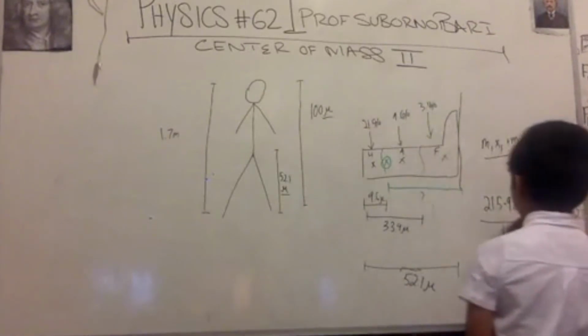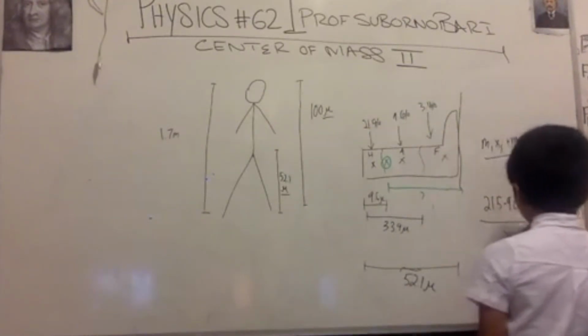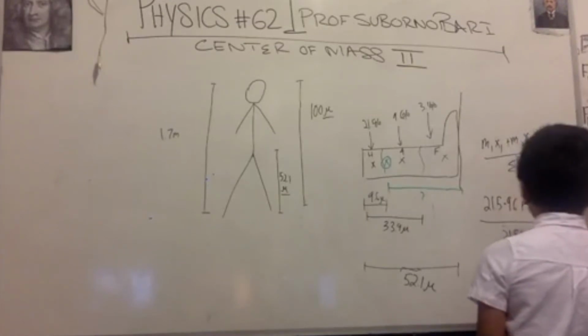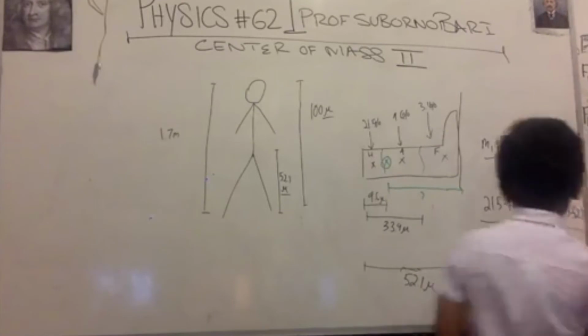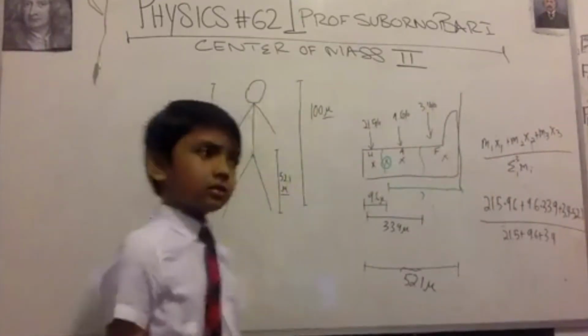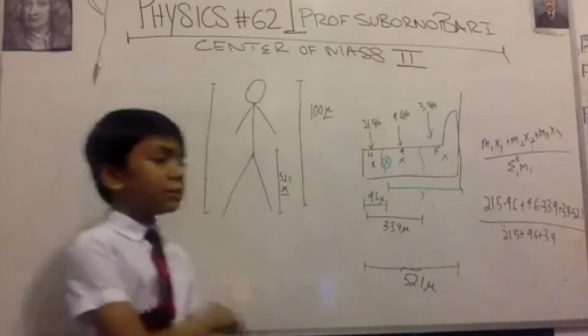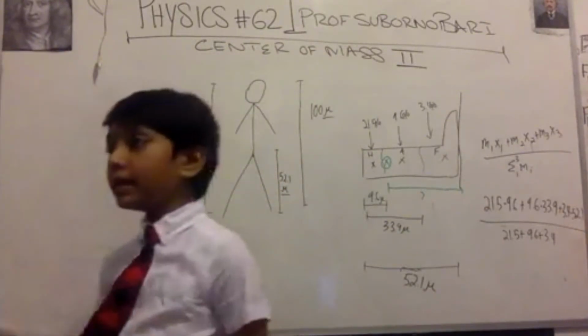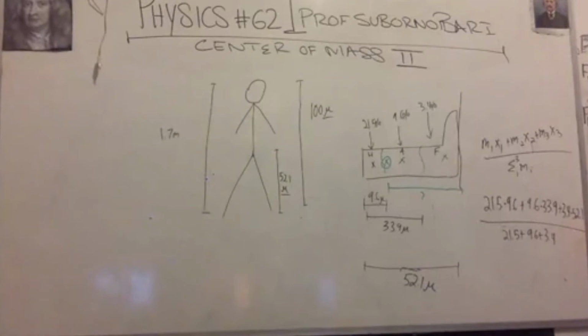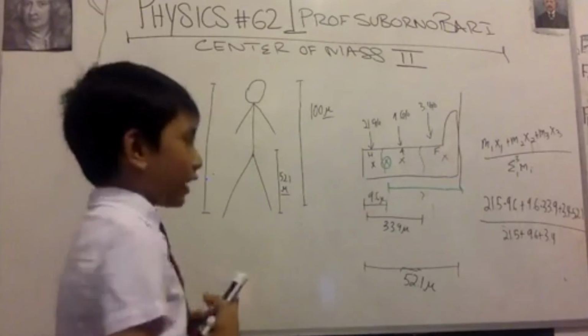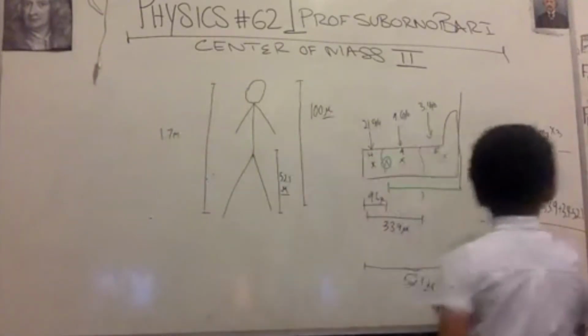Now the total mass is 21.5 plus 9.6 plus 3.4. Can somebody please do the calculation? I got 20.7. Is that right? Wrong. 20.4. Okay. Thank you, Professor. 20.4.